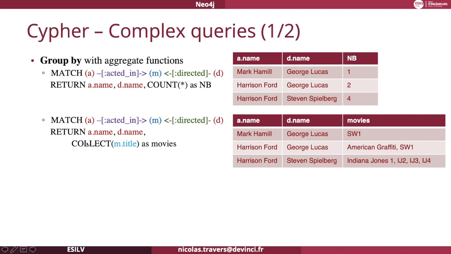So you have the function collect here to collect all these titles and put them in a list directly in the output. So you have Mark Hamill and George Lucas for Star Wars Episode 1, but you have to know that George Lucas directed a movie, American Graffiti, 5 years before Star Wars, and that was the first time he saw him. And of course, with Steven Spielberg and Harrison Ford, you have all the Indiana Jones.